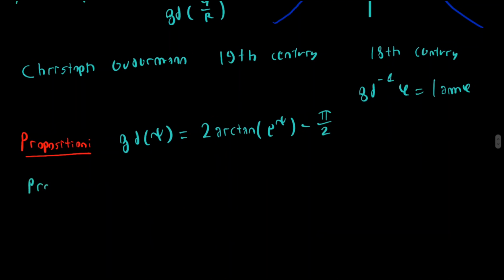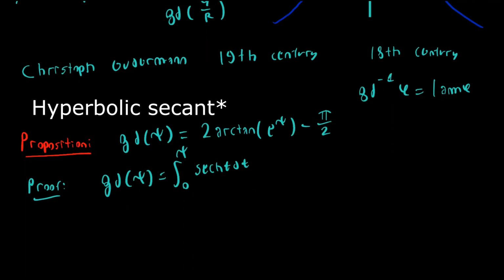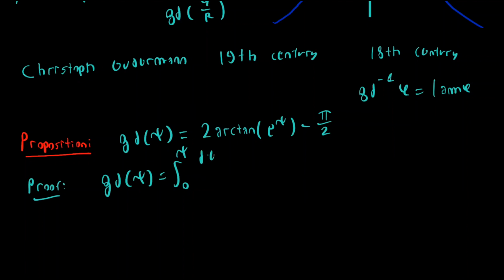This is rather straightforward. The Gudermannian of psi is the integral from 0 to psi of the secant of t dt. But the secant of t is of course 1 over the hyperbolic cosine, cosh of t, and cosh of t is e to the t plus e to the minus t over 2. Keeping this in mind, we can write this integral as the integral from 0 to psi of 2 dt over e to the t plus e to the minus t.